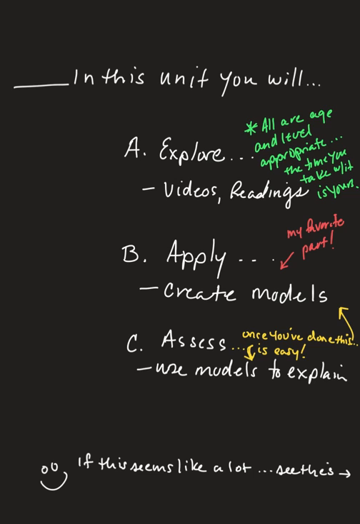in this unit, you will be doing 3 essential things. You will be exploring. So you'll be watching videos, reading things, thinking about things, stretching your understanding with some simple questions. And all that you've been provided are age and level appropriate for what we're doing. You're welcome to research and read on your own, but for this particular class, what we give you is what you need.